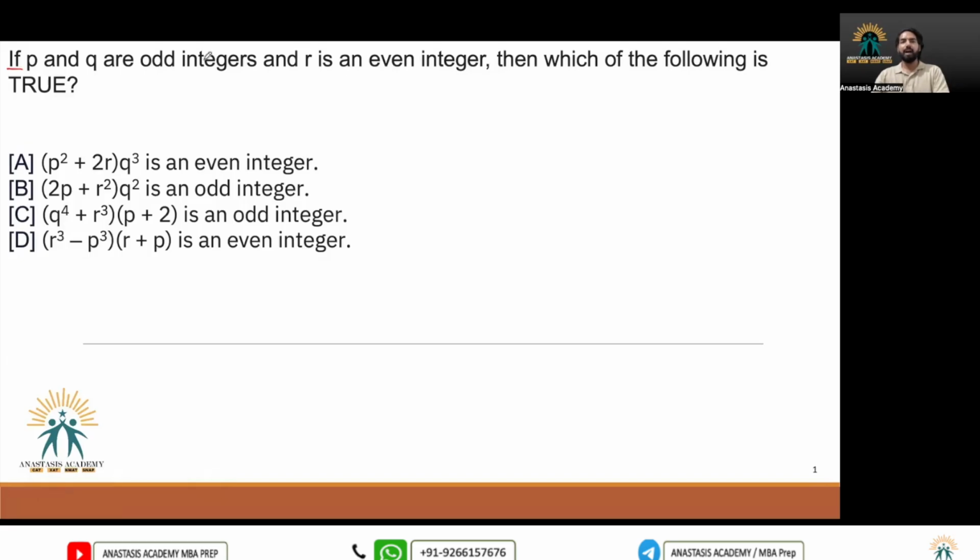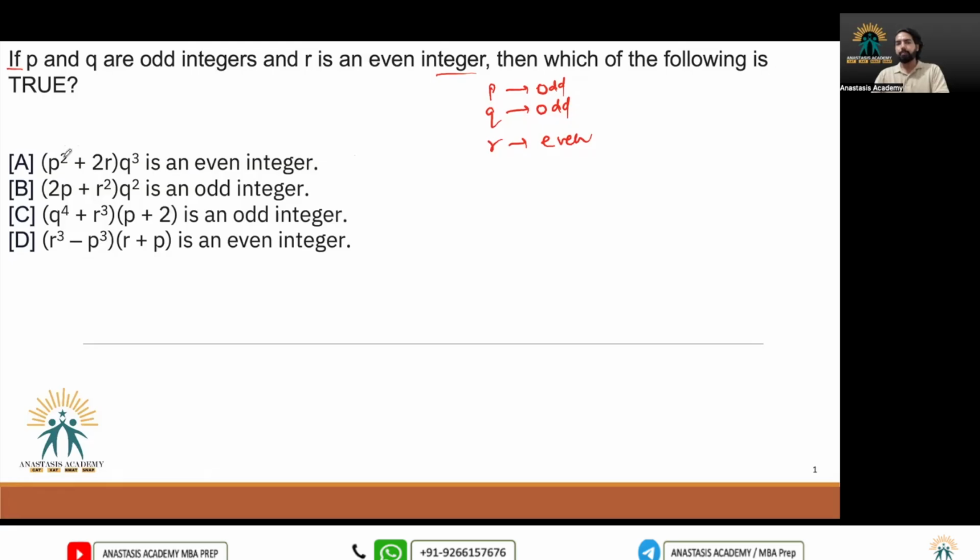If P and Q are odd integers and R is an even integer, then which of the following is true? So it is given that P is an odd integer, Q is also an odd integer, right? And R is given as an even integer. So this question is based on the properties of the operations on even and odd integers, right? So let's just check option by option.